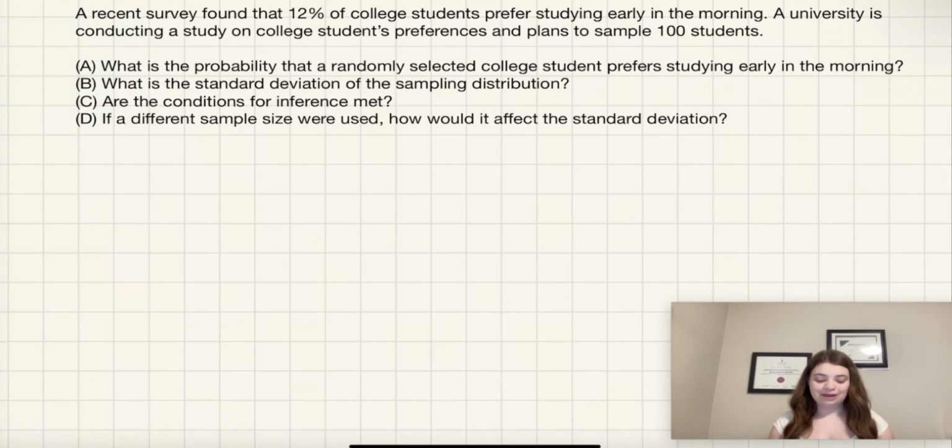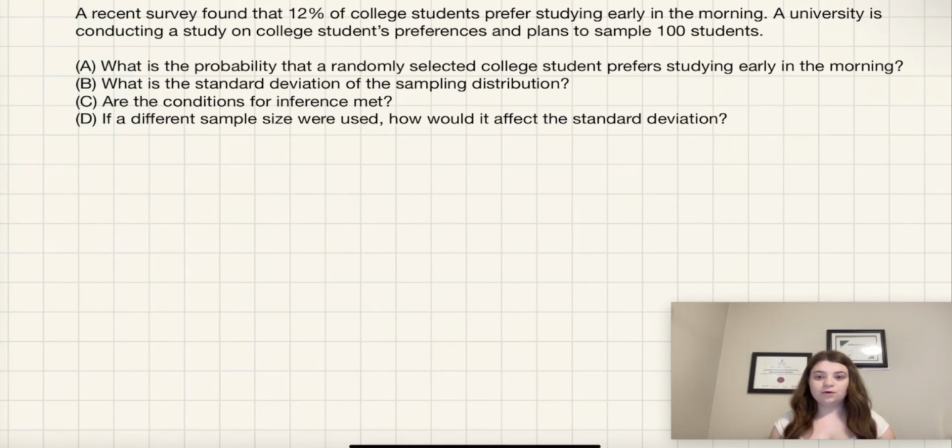So, this question says a recent survey found that 12% of college students prefer studying early in the morning. A university is conducting a study on college students' preferences and plans to sample 100 students. Part A asks, what is the probability that a randomly selected college student prefers studying early in the morning?